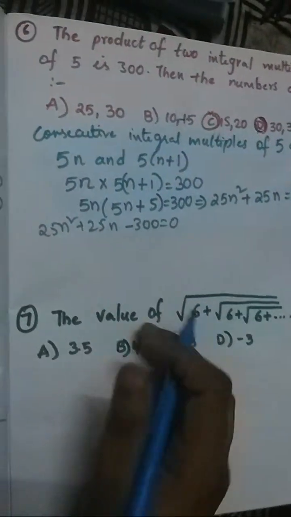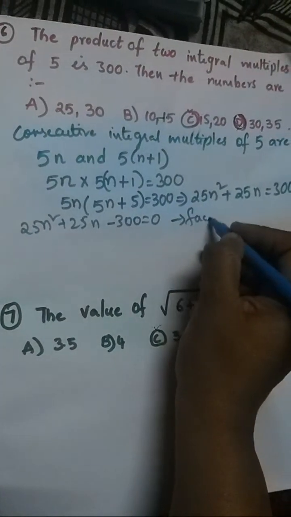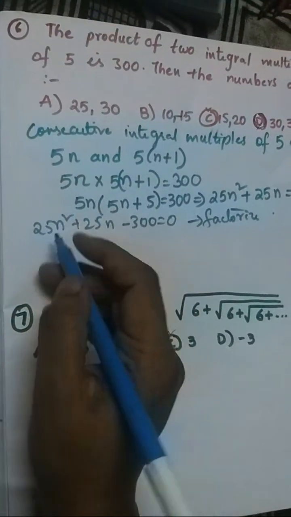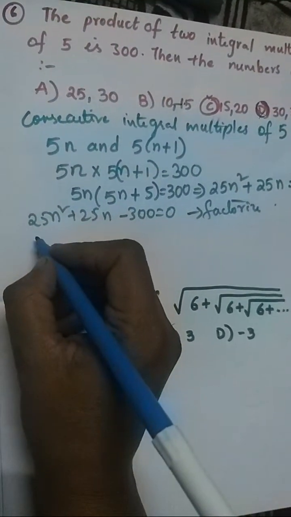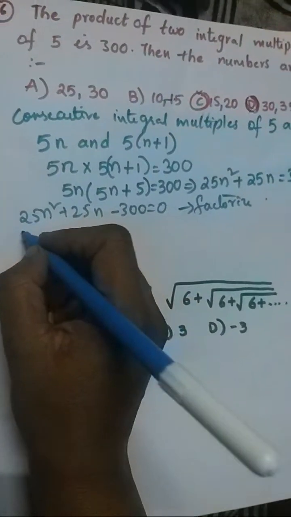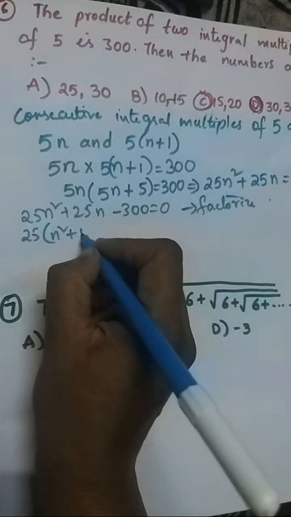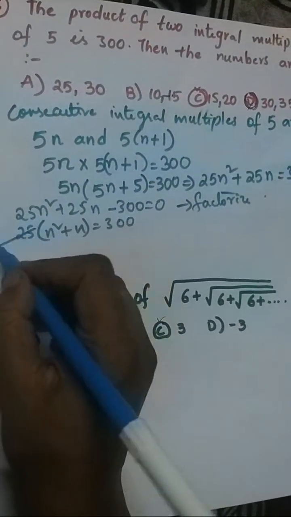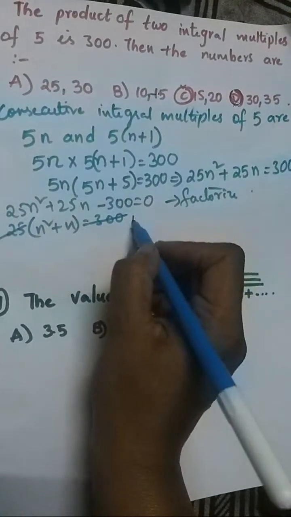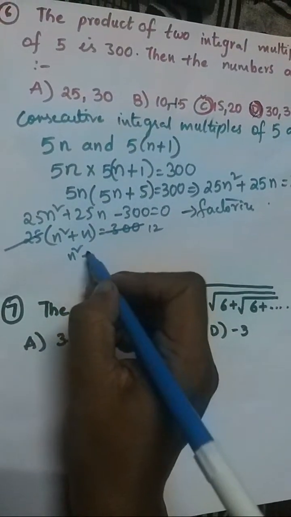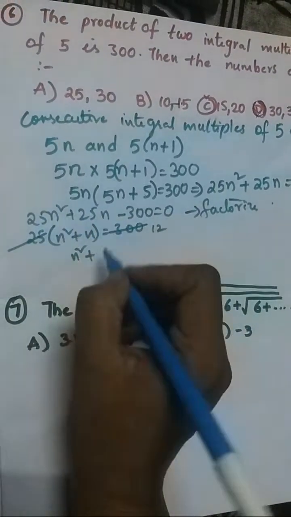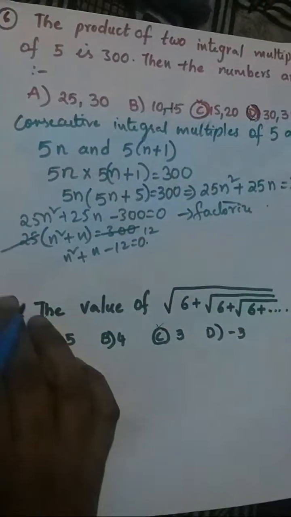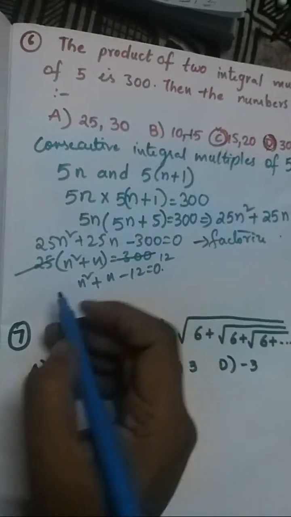Now what do we have to do? Factorize again. We take 25 common, since 25 ones are 25 and 25 twelves are 300. Taking 25 outside, we simplify to n square plus n minus 12 equal to 0. This is the quadratic equation. Now we have to factorize.